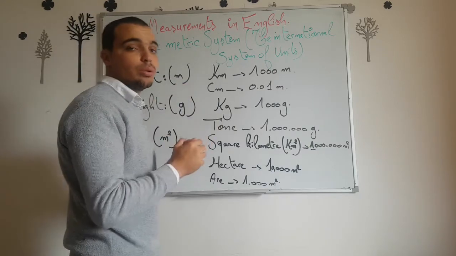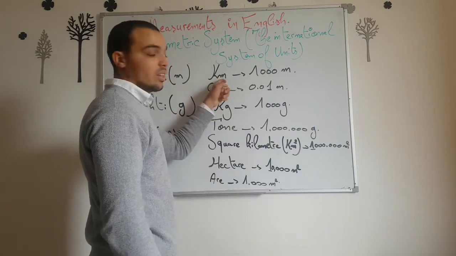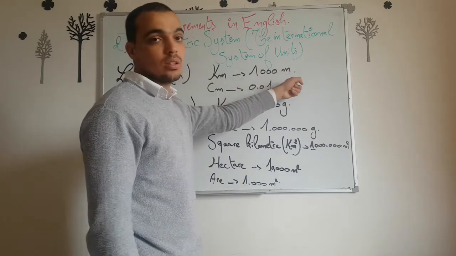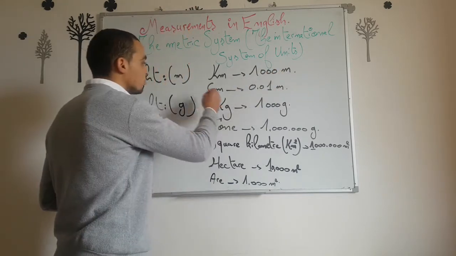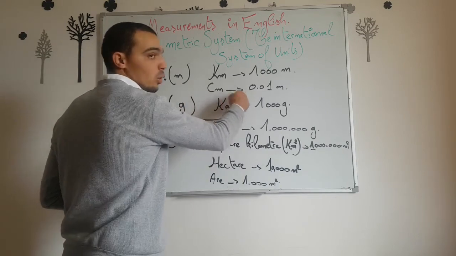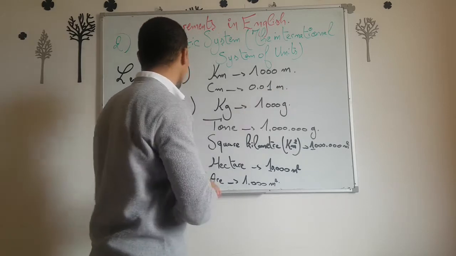Okay, just to show you more units, we also use the kilometer, which stands for 1,000 meters, and also the centimeter, which is equivalent to 0.01 meter.